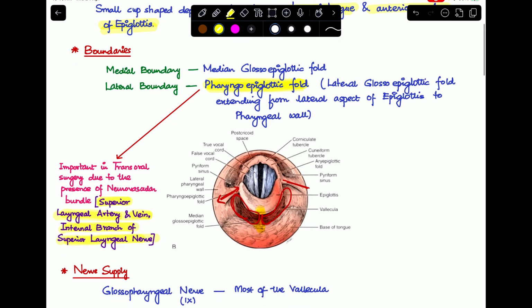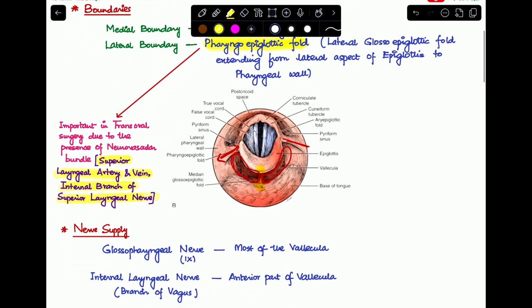Now let's talk about the nerve supply of the vallecula. The nerve supply comes from two parts. The first one is the glossopharyngeal nerve, or the ninth cranial nerve, which supplies most of the vallecula. And a very small portion, the anterior part of the vallecula, is supplied by the internal laryngeal nerve. This internal laryngeal nerve is a branch of the superior laryngeal nerve, which in turn is a branch of the vagus nerve, which is the 10th cranial nerve. So it's getting its sensations from the 9th and the 10th cranial nerves.